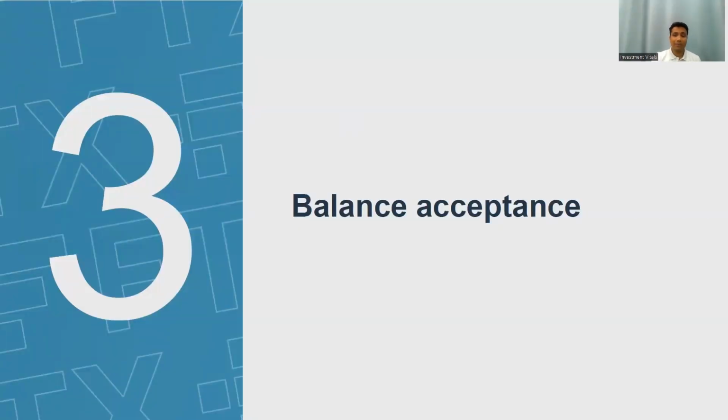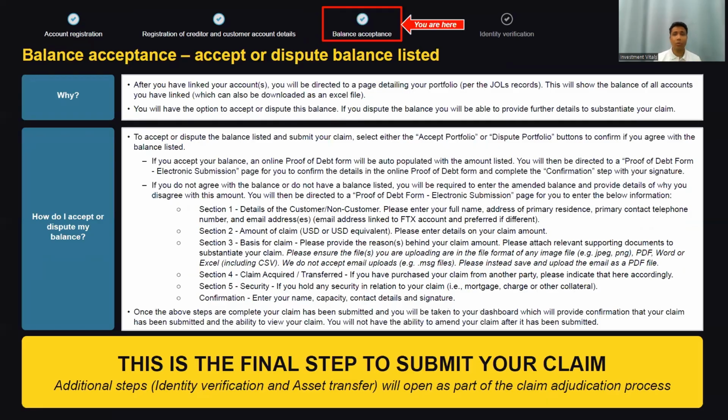Step number 3 says balance acceptance. Now why? I'll read through quickly and summarize the requirement. After you have linked your accounts, you will be directed to a page dealing with your portfolio that, as per JOL records, will show the balance of all accounts you have linked, which can also be downloaded as an Excel file. You will have the option to accept or dispute this balance. If you dispute the balance, you will be able to provide further details to substantiate your claim.